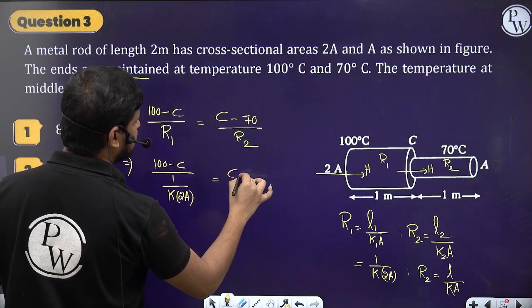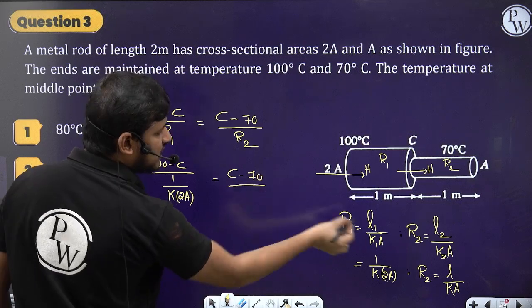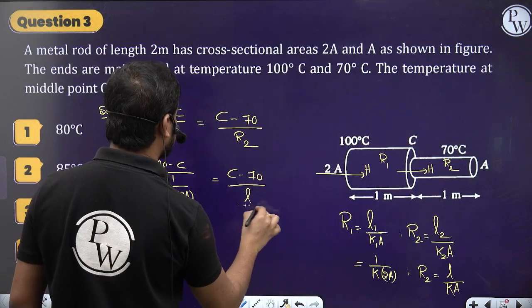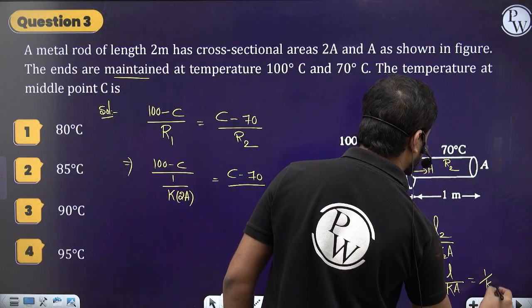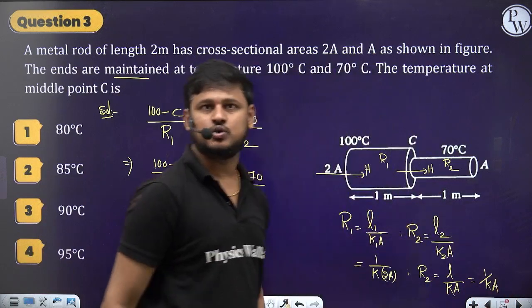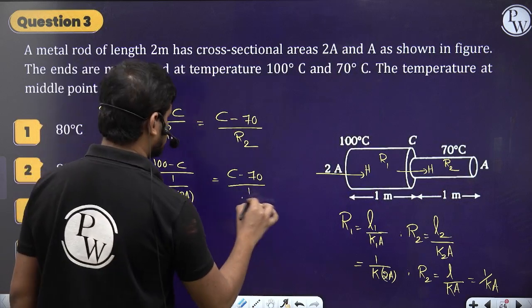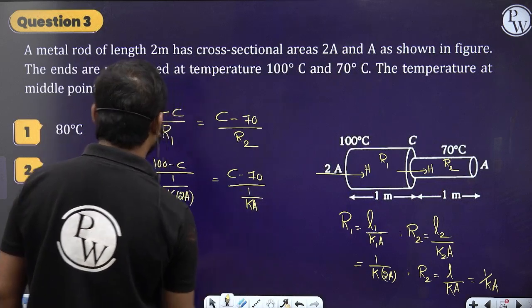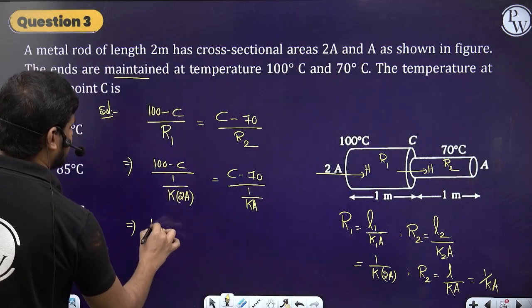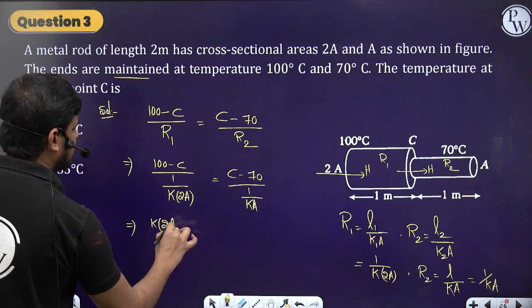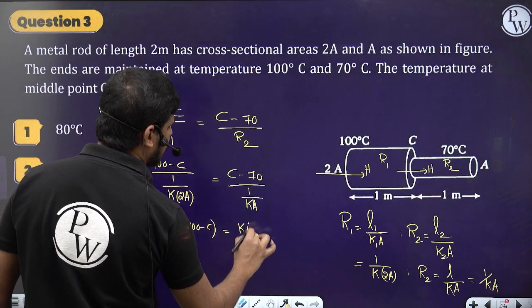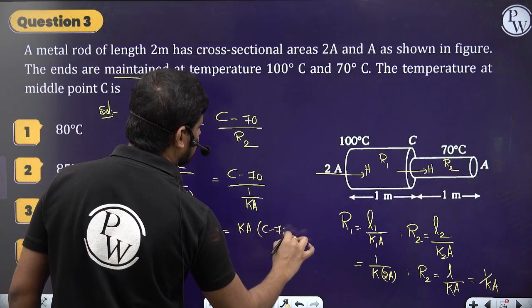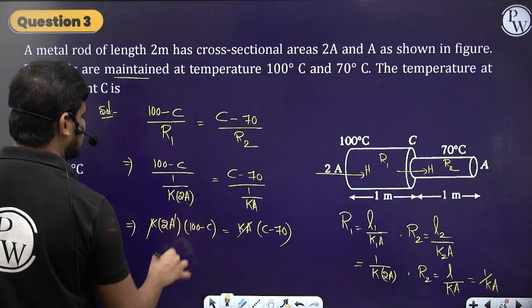So here C minus 70 by, what is R2? L by KA. L is nothing but 1, right? This is 1 by KA. Both have the same lengths, L1 and L2. So let's do one thing. Send this to upside. K into 2A into, so 100 minus C is equal to K into A into C minus 70. So here KA gets cancelled.